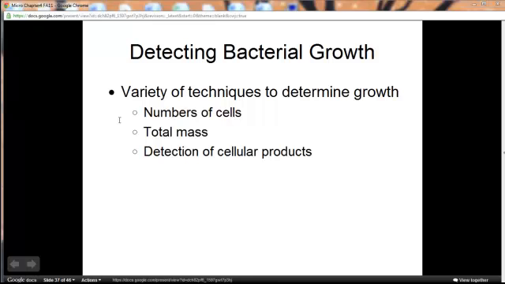We can't just look at a colony and really get a good estimate of how many cells are there. We can't just look at a tube and see how cloudy it is and estimate that there's a billion cells in there. So we want to briefly talk about ways in which we could go about trying to quantify how many cells there are, and talk about some of the advantages and disadvantages of using one technique over the other.